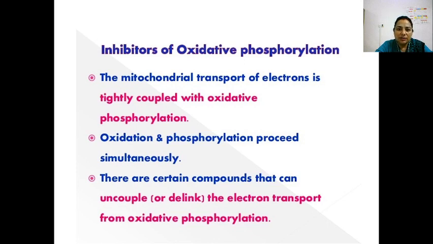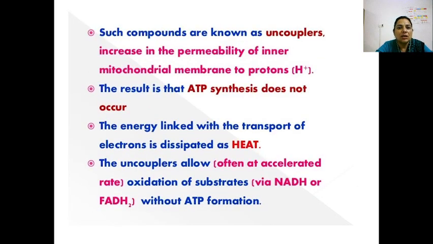Inhibitors of the oxidative phosphorylation. The mitochondrial transport of electrons is tightly coupled with oxidative phosphorylation. Oxidation and phosphorylation proceed simultaneously. There are certain compounds that can uncouple, or the delinkers, that is, they can delink the electron transport from the oxidative phosphorylation. Such compounds are known as the uncouplers.